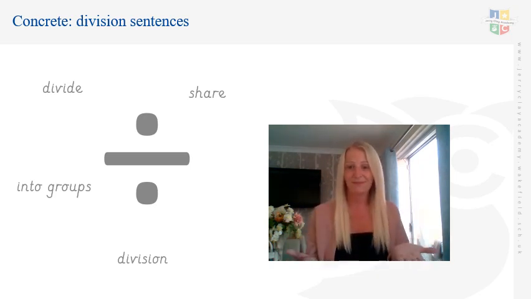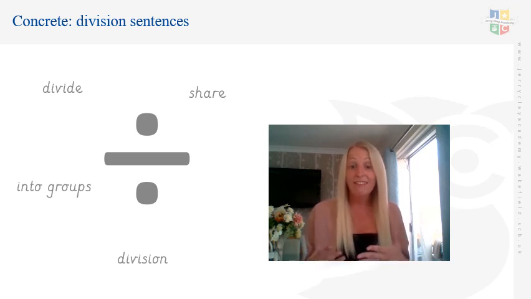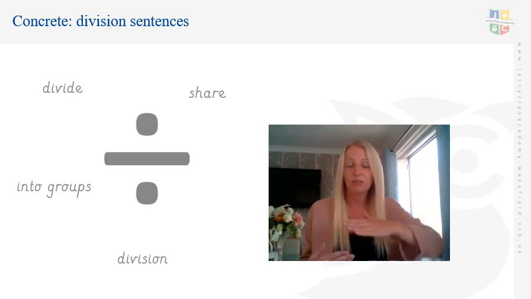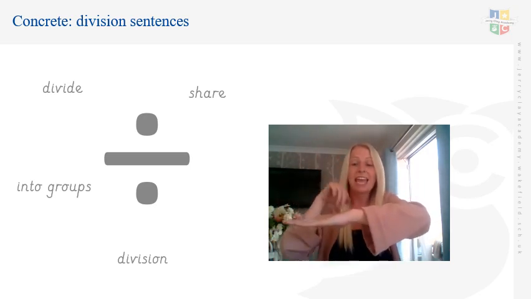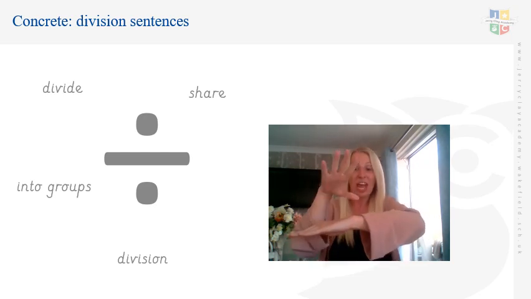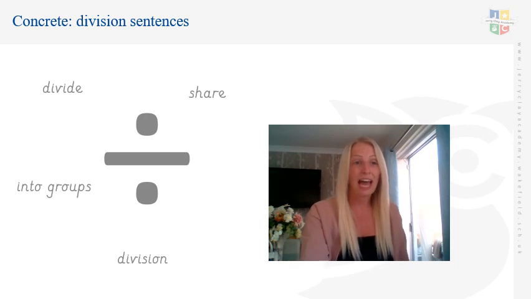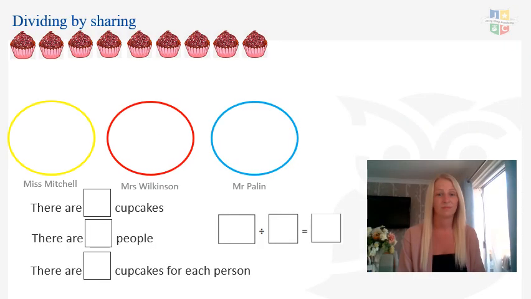Say divide. Excellent. And divide means the same as share, sharing into equal groups. So when we do division, we're going to say share into equal groups. Are we ready to say it together? Share into equal groups. Brilliant. Let's see if we can use our new symbol in some division sentences.